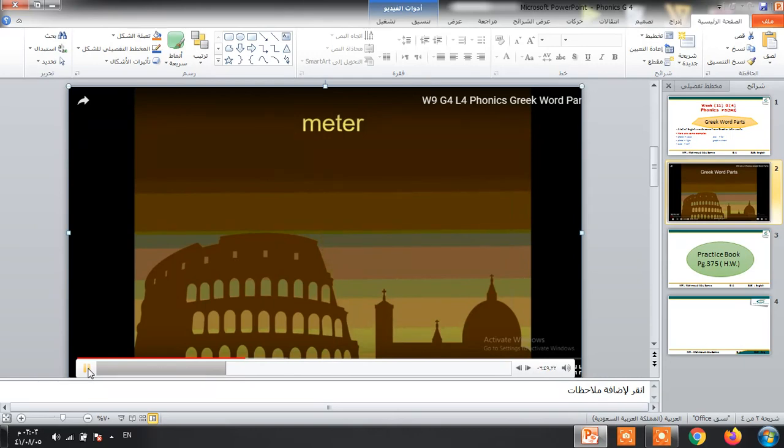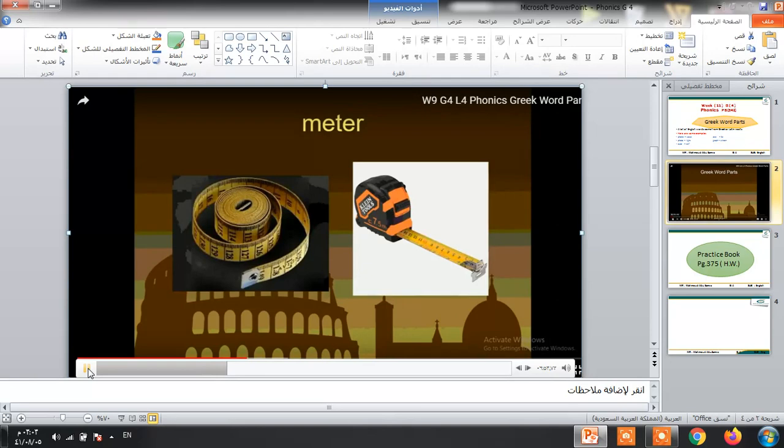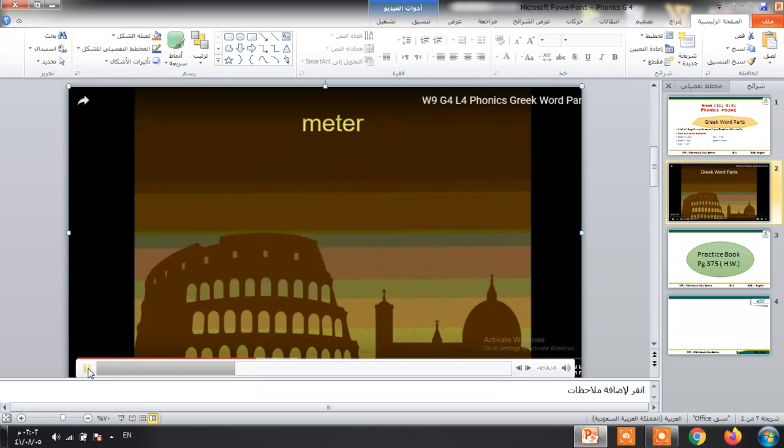Meter. So the word meter, we all know what a meter is. A meter is from the metric system. It's used to measure the length of objects, because we all know that a meter has 100 centimeters. So all of these in the metric system are used to measure the length of things. And the word meter means to measure.